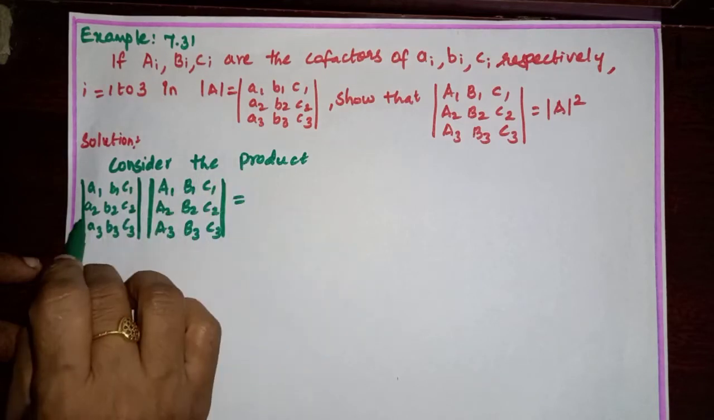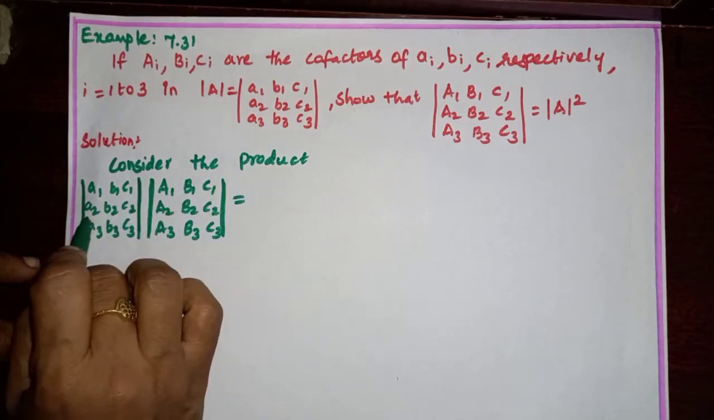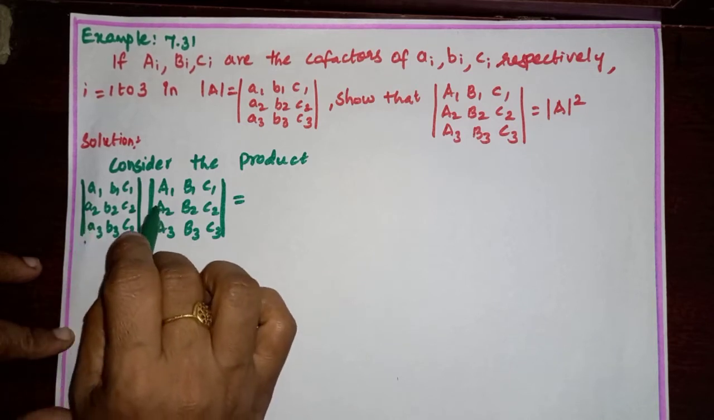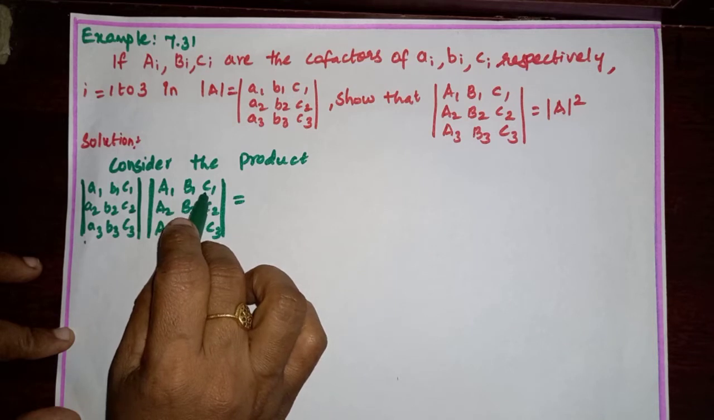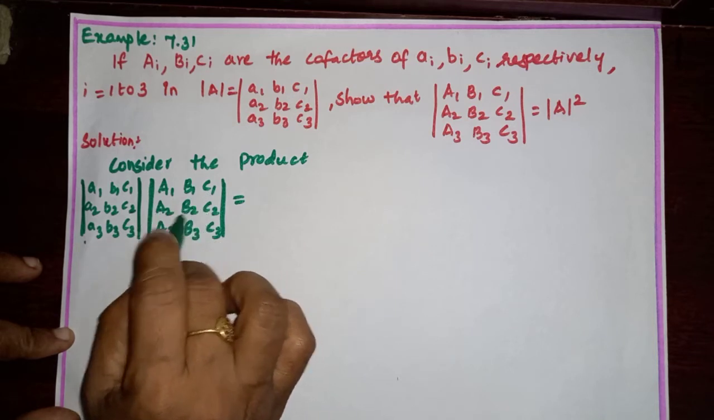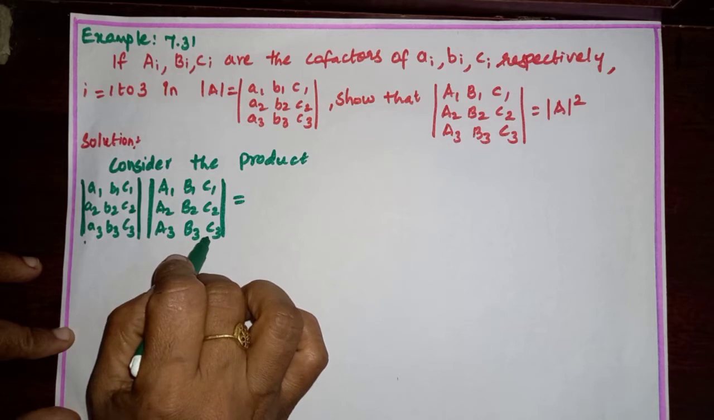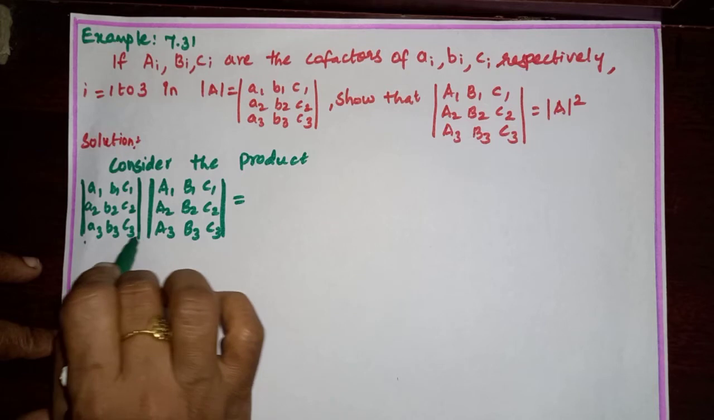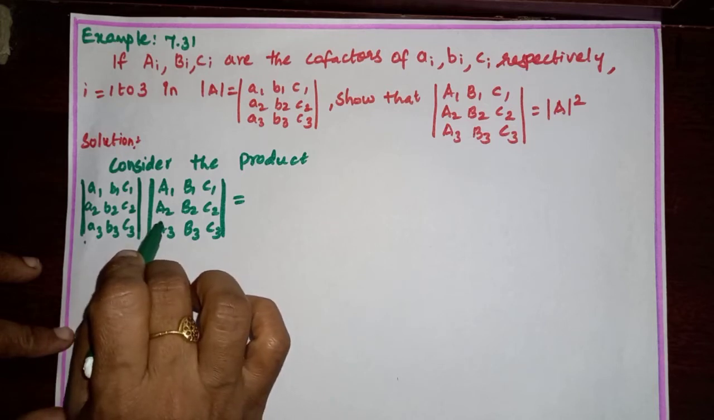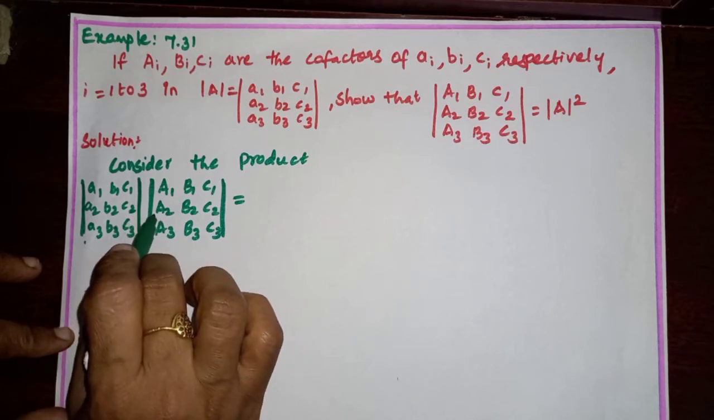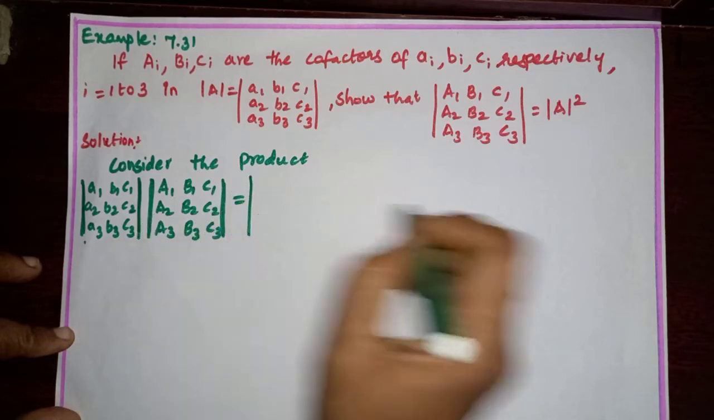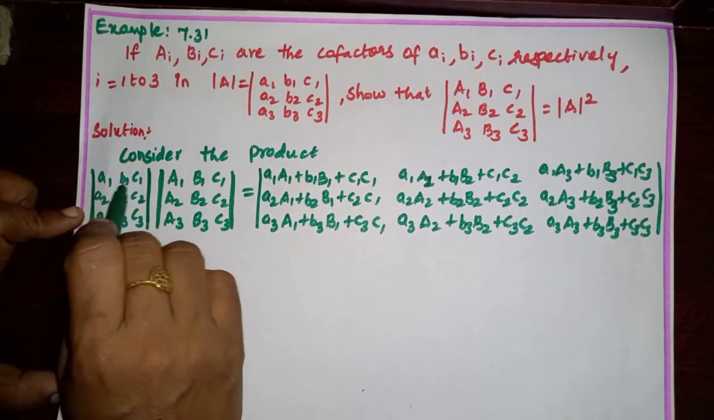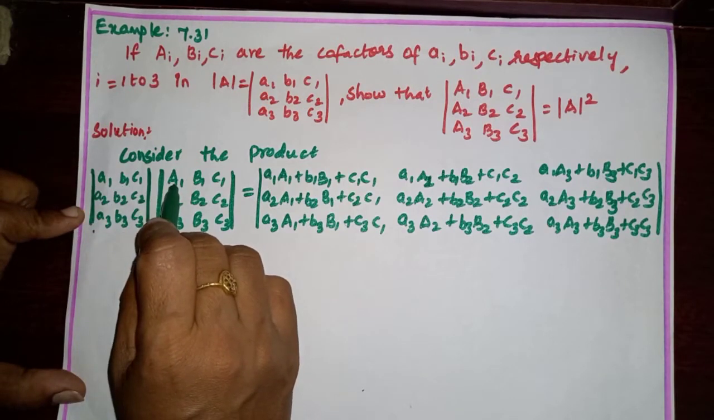Now consider the product. a1, b1, c1, a2, b2, c2, a3, b3, c3 are the elements in the first determinant. Capital A1, B1, C1, A2, B2, C2, A3, B3, C3 are the elements in the second determinant. Now we are going to find the product of these determinants. I am going to follow the row by row multiplication rule. Now I am going to multiply row 1 in the first determinant with row 1 in the second determinant.